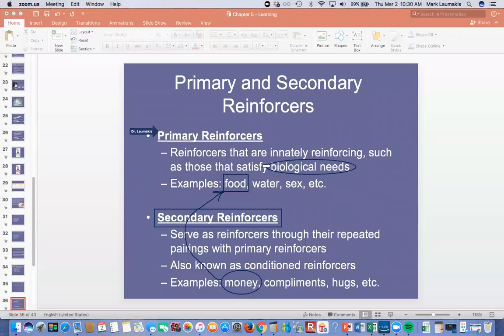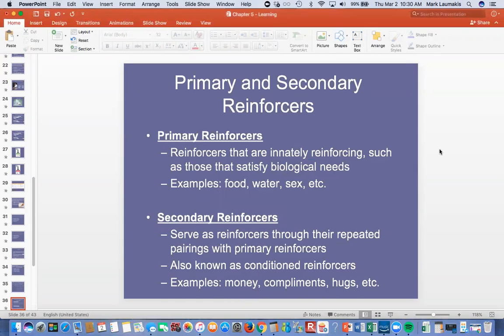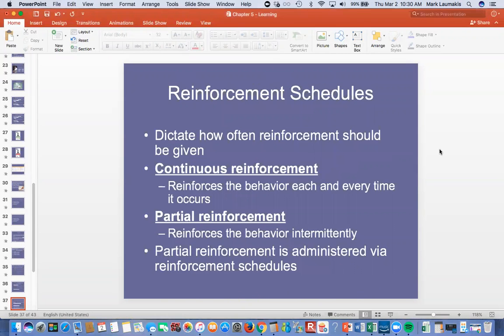I want you to basically walk away with this: if it's addressing biological needs, it's primary. If it's not, if it's more indirect, then it's a secondary reinforcer. So your paycheck would be a secondary reinforcer. All right, good. Let me delete my scribbling so we can see what we're doing on the next slide, which begins the final set of new concepts that we're going to cover today.